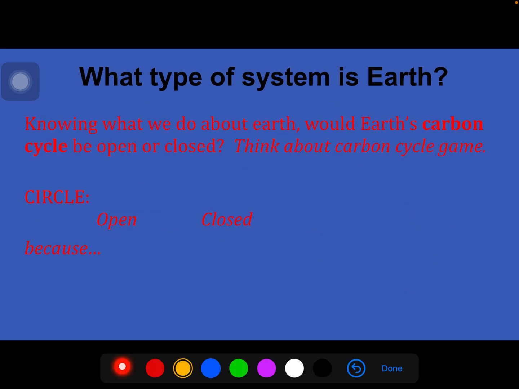Oh, there's the rest of our notes. Okay, so thinking about the details with carbon that we've been focused in on, we want to know on the right side there, well, what kind of system would carbon be? Think about that carbon cycle game. Think about the places you went, and if you ever became more carbon or less carbon, or did you just stay the same carbon moving around constantly? So make sure you answer this question there on the right-hand side.